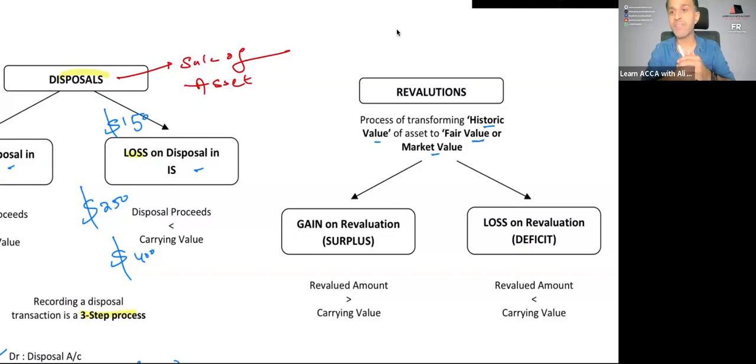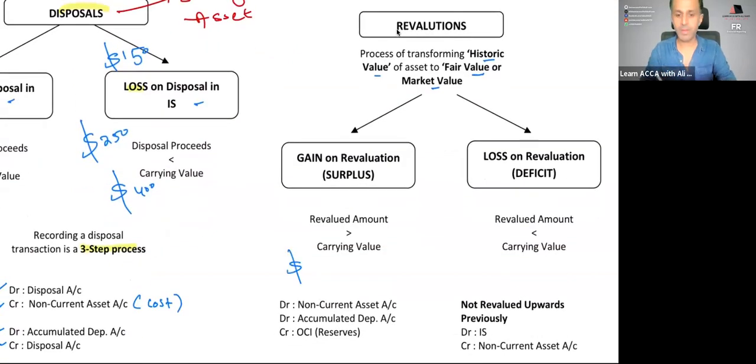Could have a gain on revaluation, could have a loss on revaluation, depends. If in the books my asset was being carried at 1,000, but the same asset in the market is being valued for 1,300.